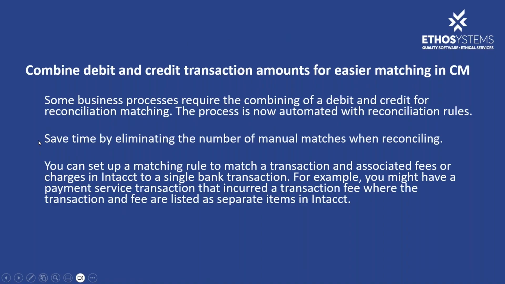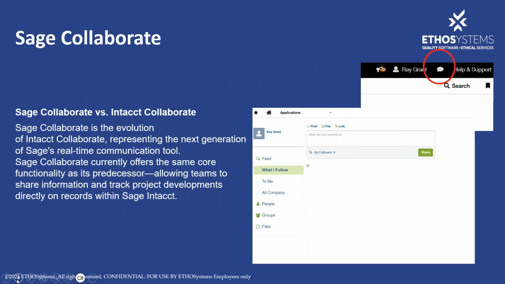Your consultants typically are the ones that do that for you, but you might be familiar with it. But it'll let you set up a rule that's going to let you match a transaction and associated fees or charges into Intacct into a single bank transaction, right? So a couple of important notes there. Sage Collaborate, last thing we're going to talk about that I thought was really important for our customer base, is Sage Collaborate versus the Intacct Collaborate I was just speaking to a moment ago, right?